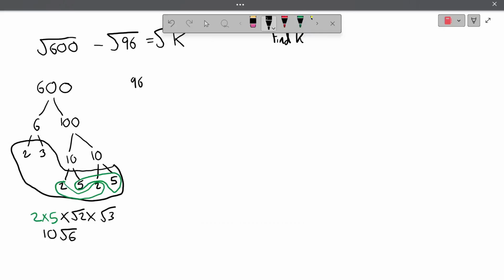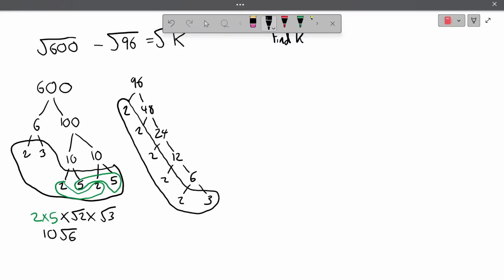Then we're going to go for the 96. Tree that. So that can get you 2 and 48. 2 and a nice 24. That gives you 2 and a 12. 2 and a 6. A 2 and a 3. These are our prime numbers, so all around that. And of course we have some pairs. So we're going to have a pair of 2s. We've got another pair of 2s. We have then times root 2 times root 3, which gets you 4 root 6.